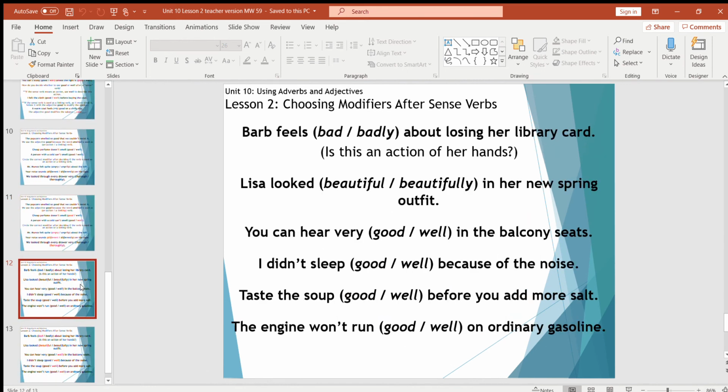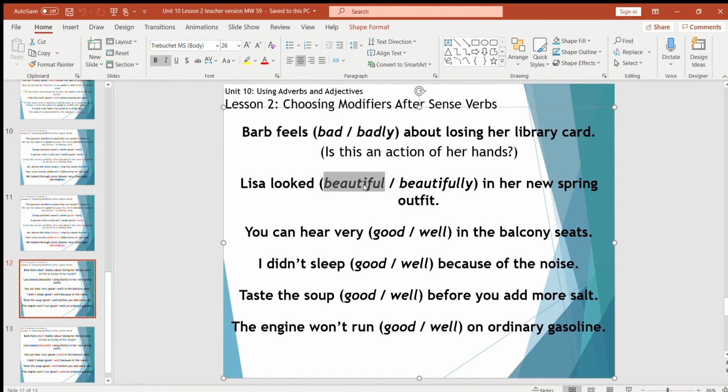Okay, Barb feels bad or badly about losing her library card. And remember, is this like an action of her hands? Is she physically feeling something? No. So Barb just is bad about losing her library card. Lisa looked beautiful or beautifully in her new spring outfit. Is she looking around or does she just look beautiful? She is beautiful, so she is being described by the adjective.